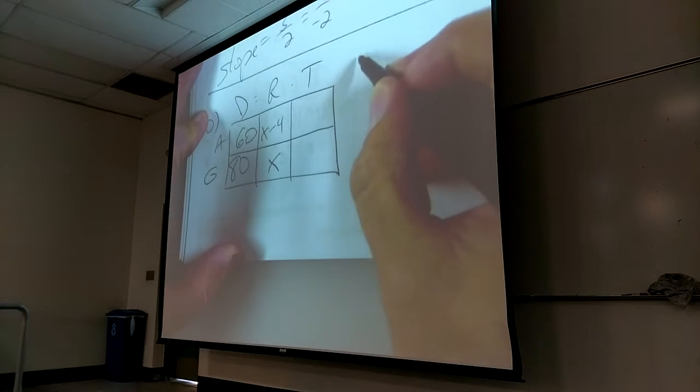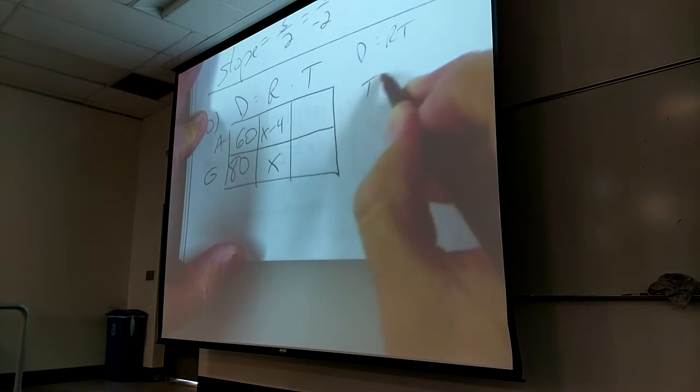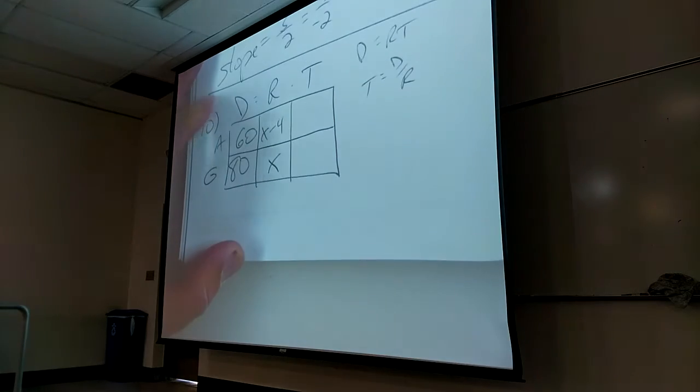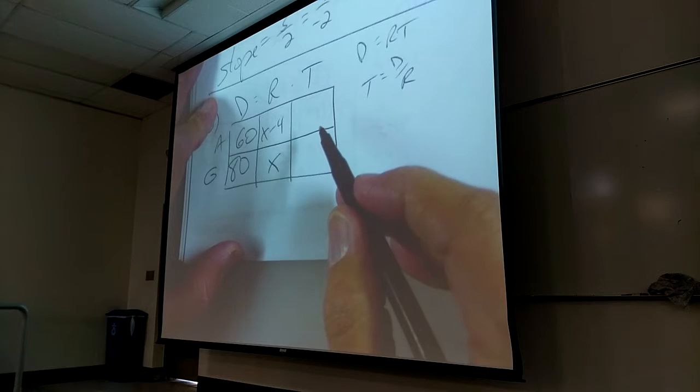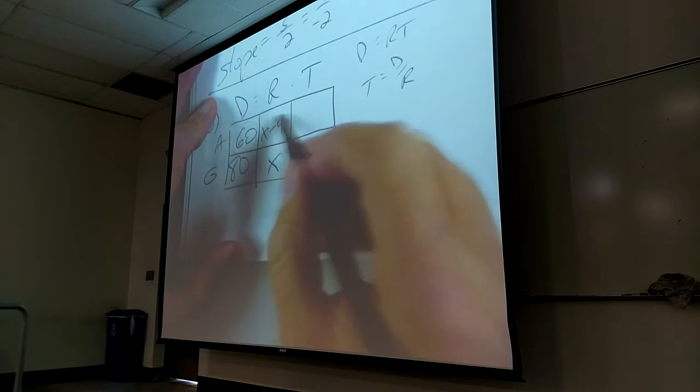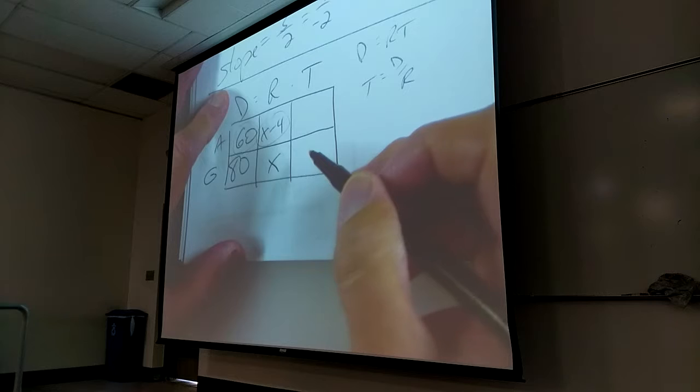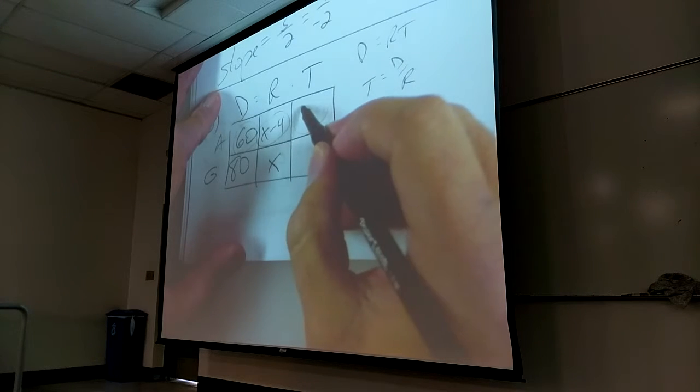And since distance equals rate times time, time equals distance divided by rate. So that tells me how to fill in this last box. If I know the distance and I know the rate, I know the time. I just divide the two. So what does it look like?